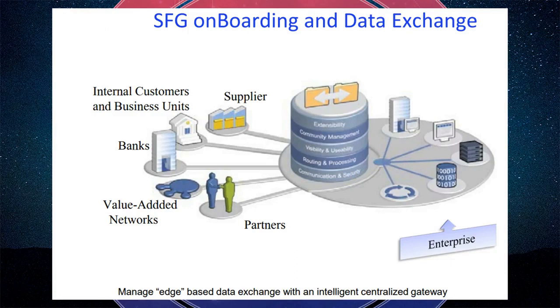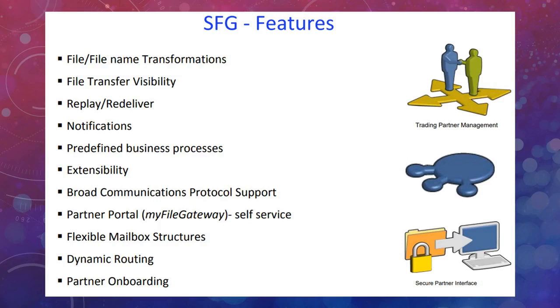So as you see, it really gives you that edge, right, over the other typical methodology that we have when it comes to file transfers from point A to point B, from a supplier to different partners, from suppliers to internal customers or business units, or banks and different other value-added networks, right? Now, moving forward, in this slide, I want to talk a little bit about the different features that Sterling File Gateway gives out of the box.